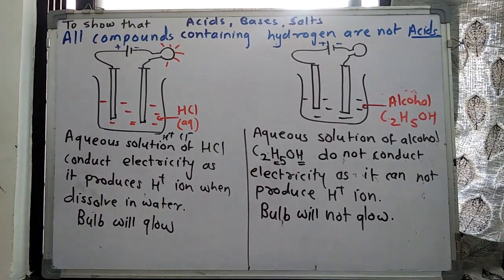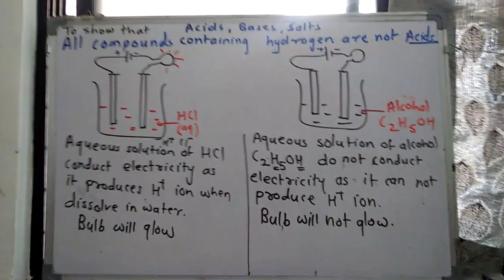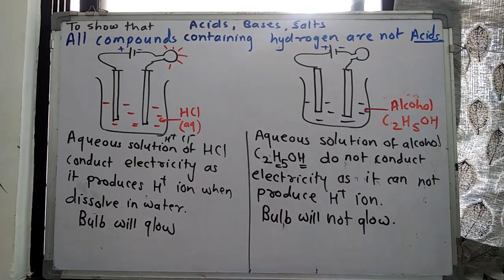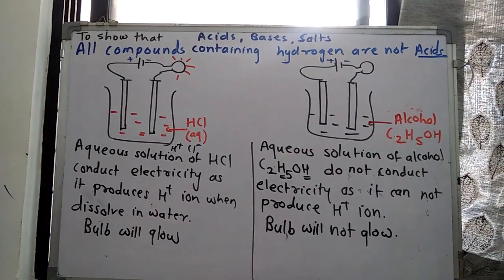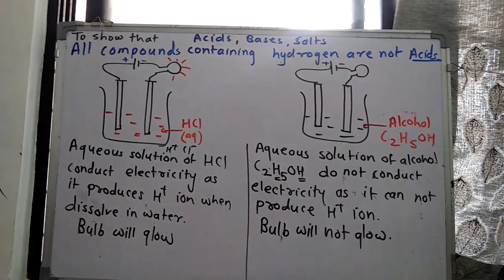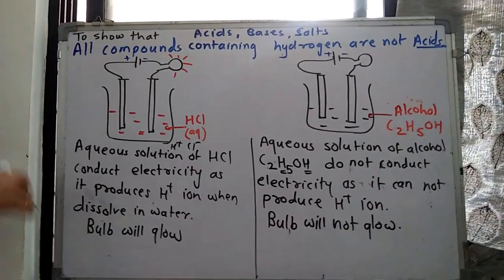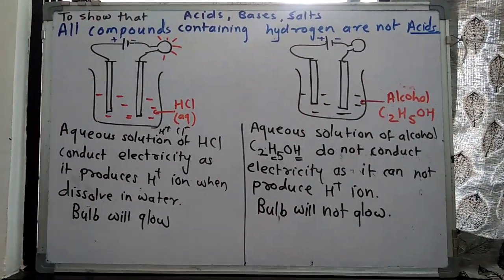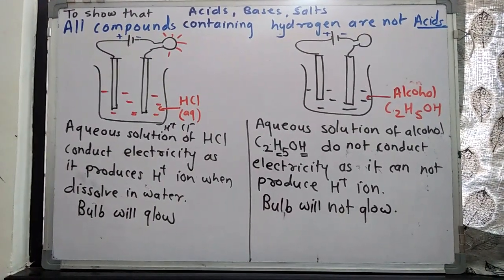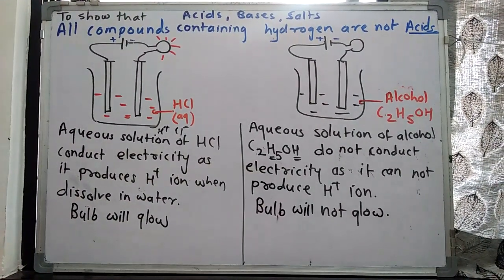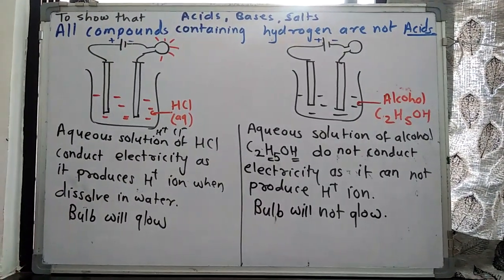But alcohol is not an acid, because when we add water, the alcohol dissolves in water, it is soluble in water, but after adding water into the alcohol there is no formation of H+ ion. Means HCl added in water produces H+ ion and it conducts electricity. When alcohol is added in water, it cannot produce H+ ion. As there is no formation of H+ ion, there is no conduction of electricity and the bulb will not glow.